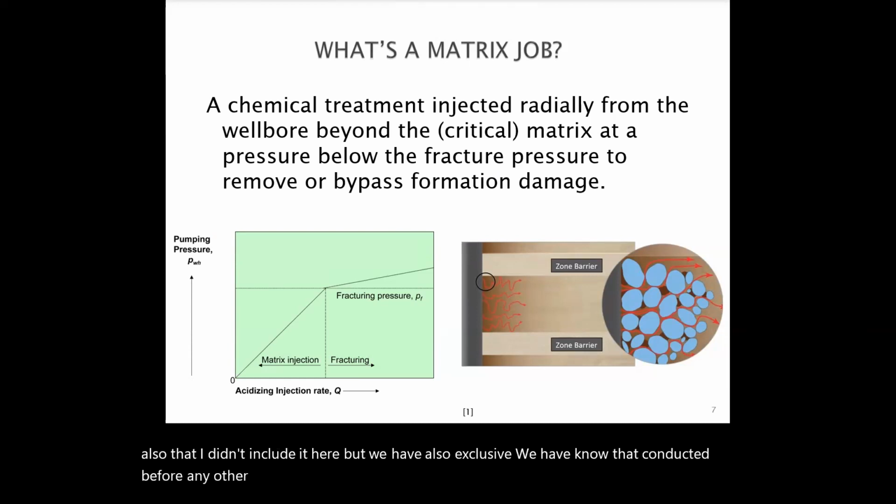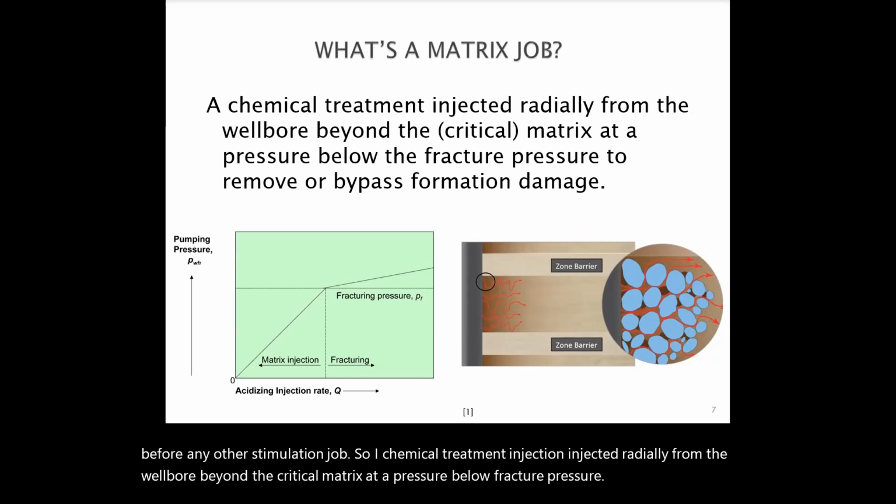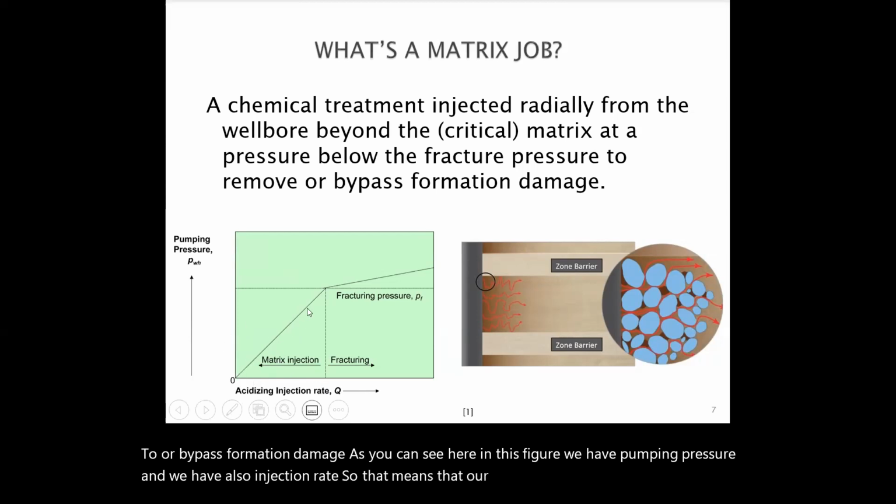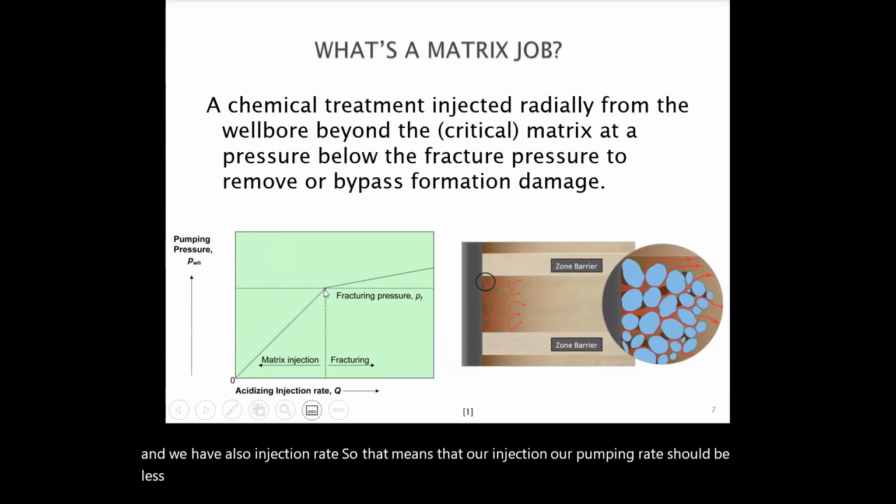It is a chemical treatment injected radially from the wellbore into the matrix at a pressure below fracture pressure to remove or bypass formation damage. As you can see in this figure, we have pumping pressure and injection rate. That means our pumping pressure should be less than fracture pressure. That's why we call it matrix acidizing, and we are not going to create any fracture.